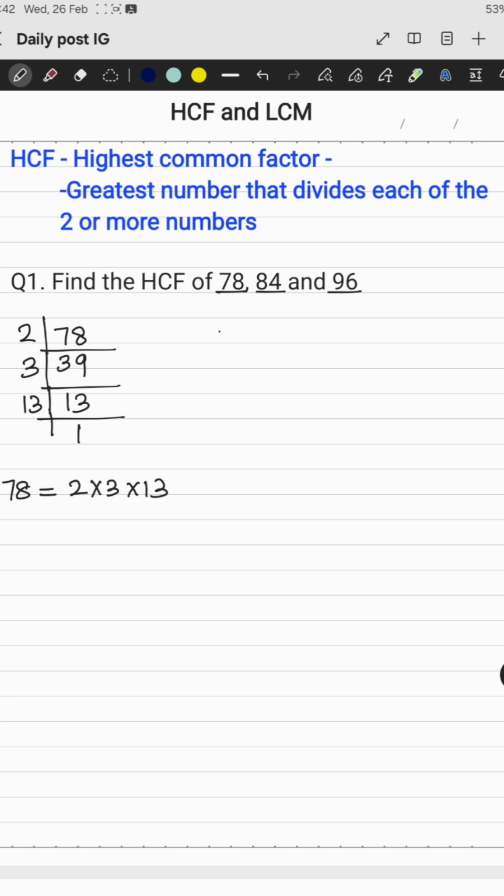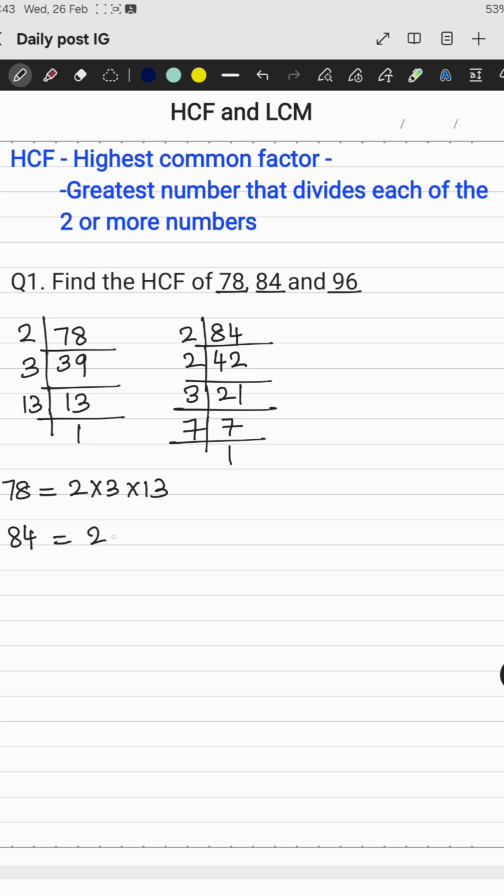Similarly, let's do it for 84. Which is the smallest prime number that 84 is divisible by? You have 2, so you can divide it by 2. 2 fours are 8 and 2 twos are 4. Again you divide it by 2: 2 twos are 4, 2 ones are 2. Now you can't divide 21 by 2, so we'll take 3. 3 is a factor of 21: 3 sevens are 21. Again 7 is a prime number, so 7 ones are 7. Now we can express 84 as a product of prime numbers, which is 2 into 2 into 3 into 7.